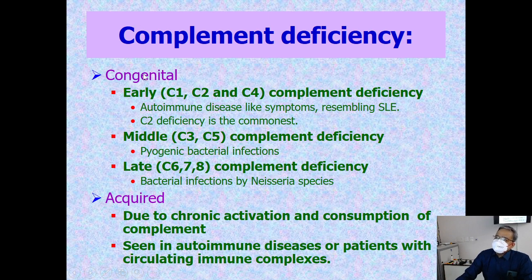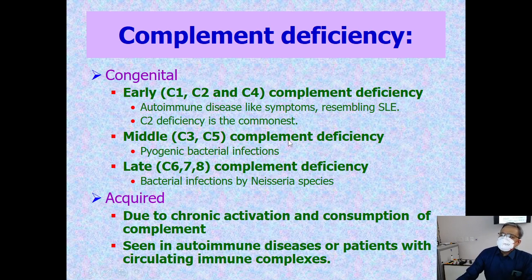The congenitals are divided into early, middle, and late. So if there is an early type of complement deficiency, you get something resembling an autoimmune disease, something called systemic lupus erythematosus, an autoimmune disease we'll study later on. So the patient will present with symptoms of SLE.